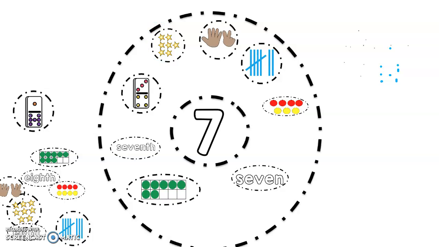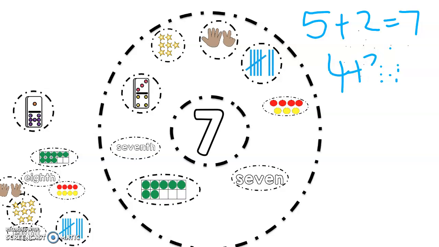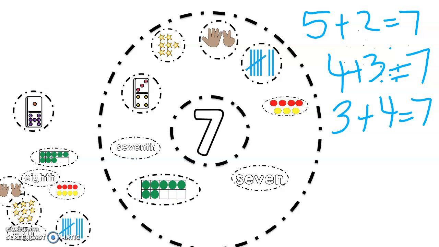So the ways that we can make 7. I had 5 plus 2 to equal 7. I had 4 plus 3 equals 7. I have 3 on the top plus 4 on the bottom equals 7. We call that the flip-flop. I had 6 stars plus 1 star to equal 7. So there are some different ways to make 7.